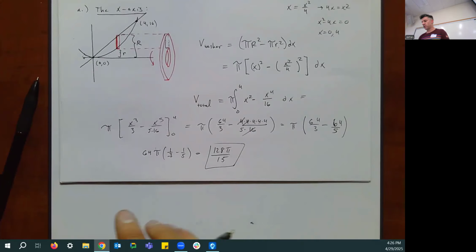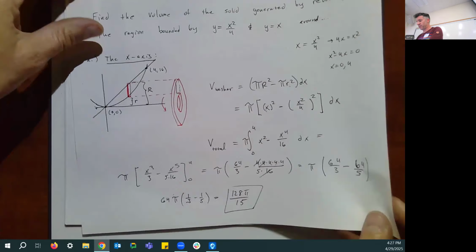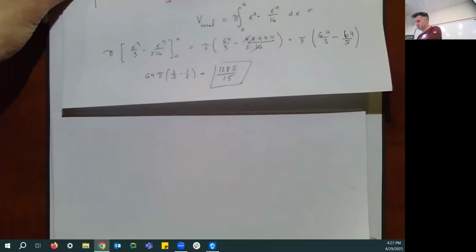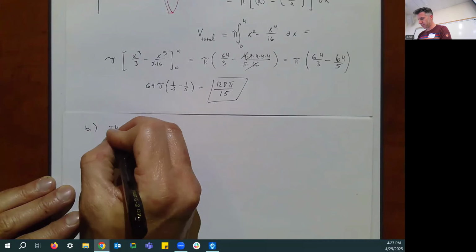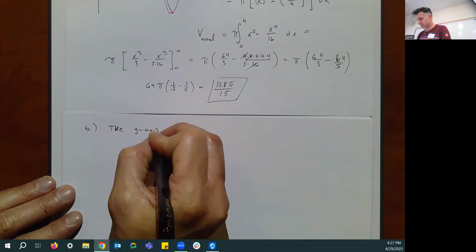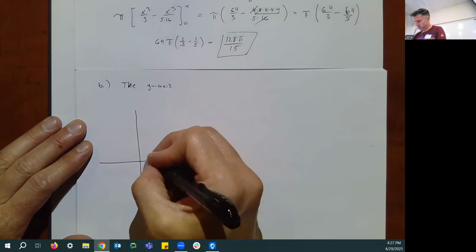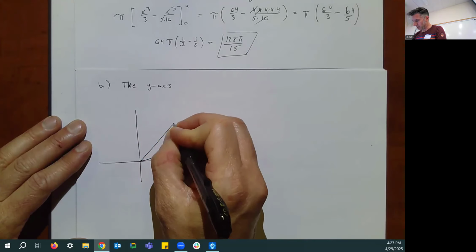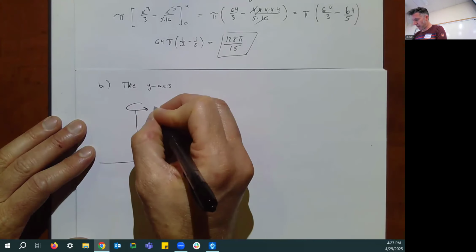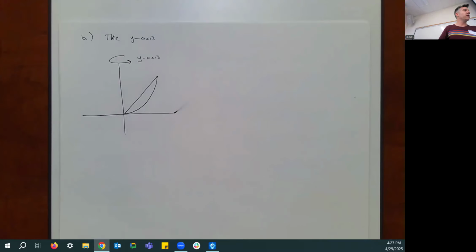Okay, let's do one more and then we'll call it a day. We're going to go around the y-axis this time. So same region, but now around the y-axis. So we'll draw the same picture, kind of. Here's the region we were rotating, but now we're going around the y-axis, meaning our strip shouldn't be vertical anymore. Our strip now needs to be horizontal.